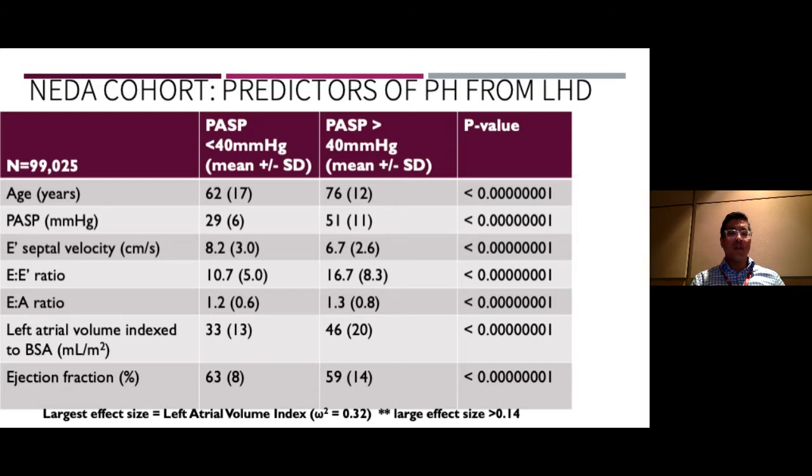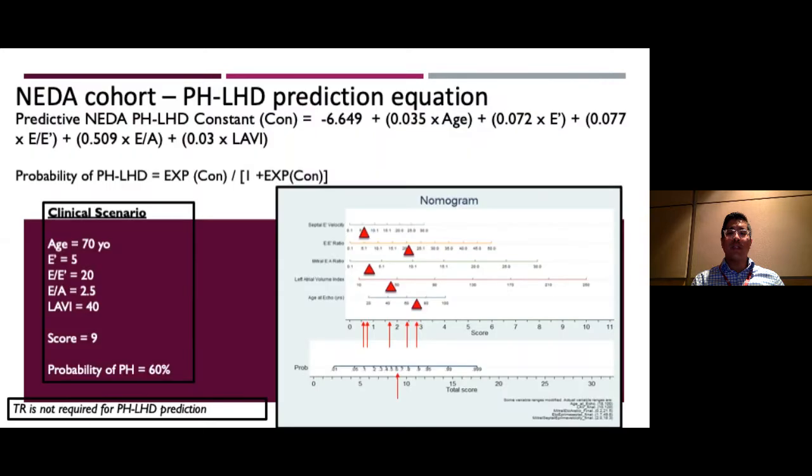Using the omega squared formula, we established the effect size of these variables, and the left atrial volume indexed to body surface area was the most significant marker of developing pulmonary hypertension due to left heart disease. Using the regression coefficients and constant, we created a predictive formula. Using the constant, we can calculate the probability of whether a patient will have pulmonary hypertension, using their age and these 4 echo markers.